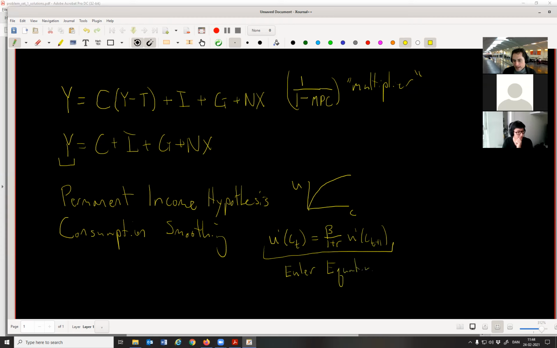Basically what this says is that you don't want your consumption to be very, very high in one period and very, very low in another period. You want your marginal utilities to be close to the same, only mediated by the difference between the rate of return and how much you prefer to consume earlier rather than later. Okay, so the whole point is that people smooth their consumption.